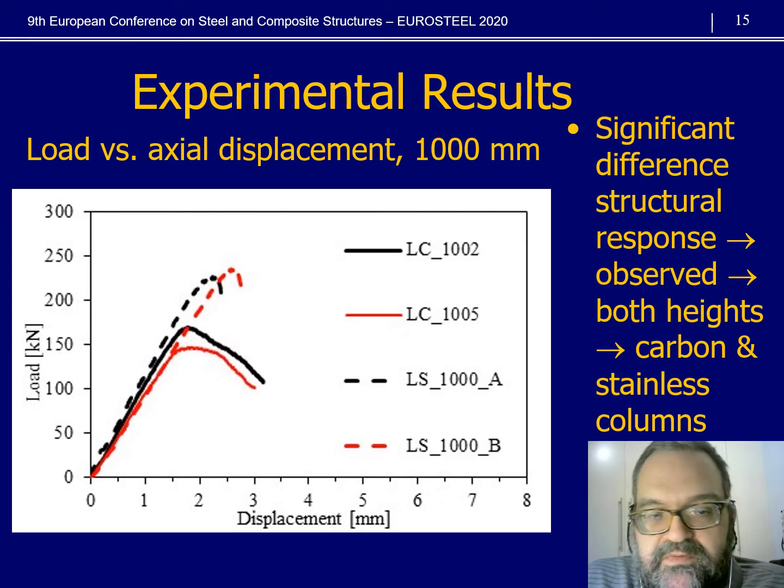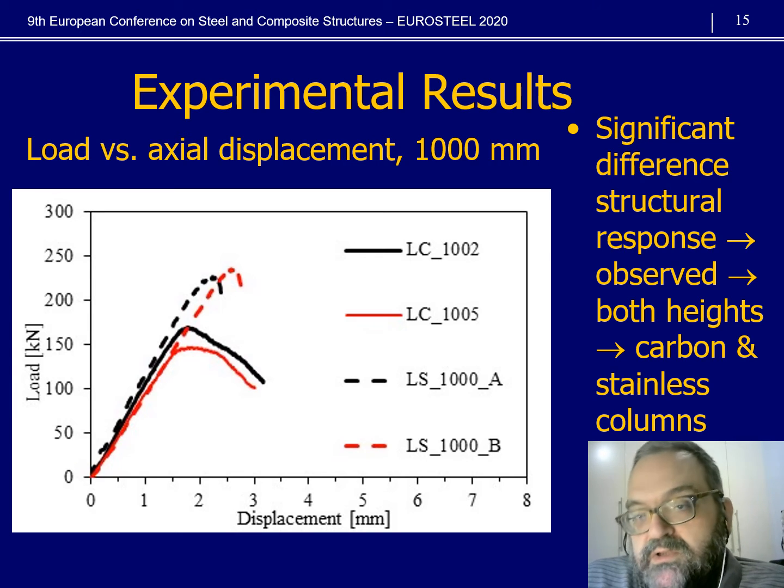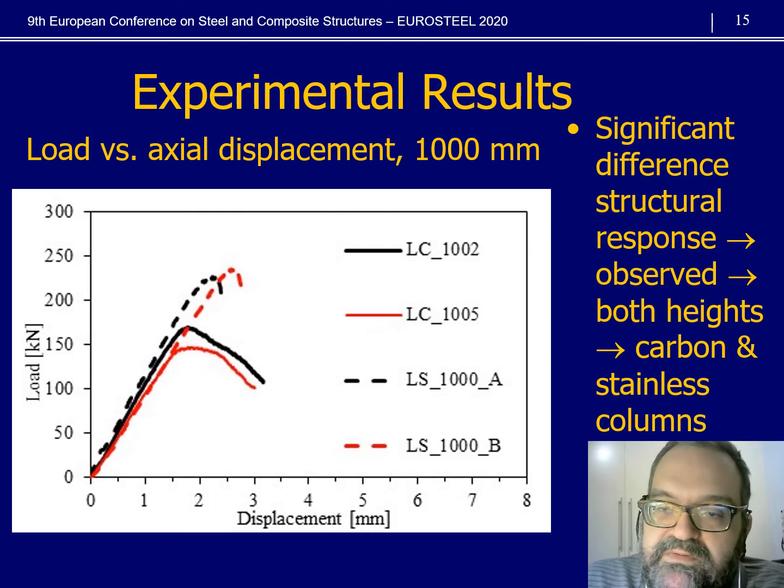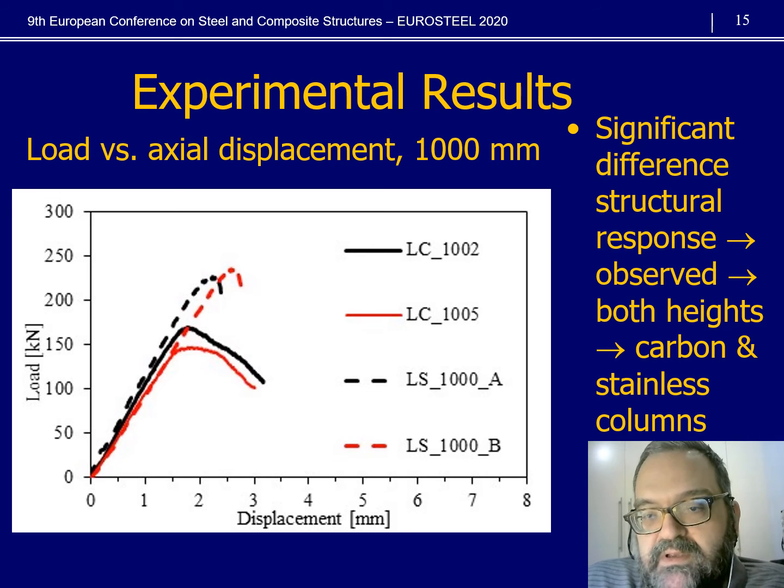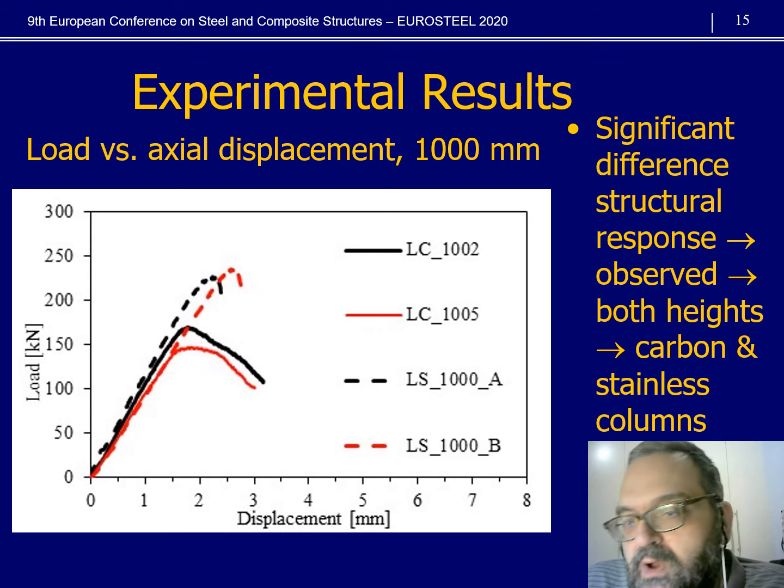A similar response was achieved when we look at the 1000 millimeter columns, in which we can see the stainless and the carbon steel difference. It's notable that a significant difference in structural response can be observed for both heights, and it explicitly shows the difference between the carbon and the stainless steel columns.